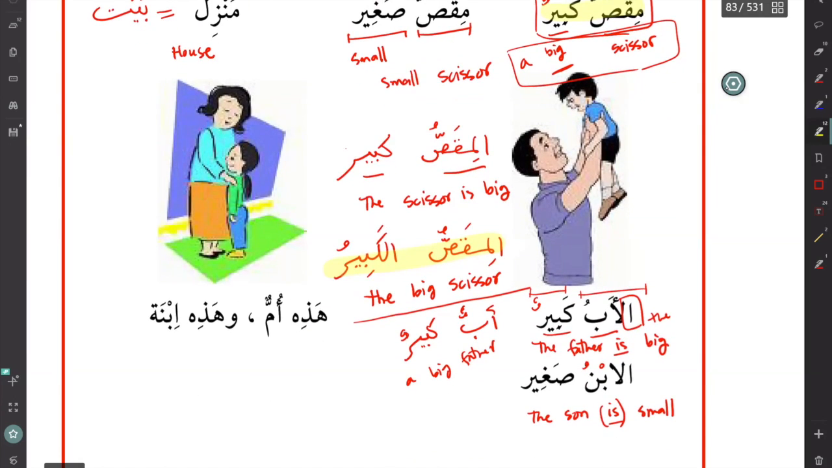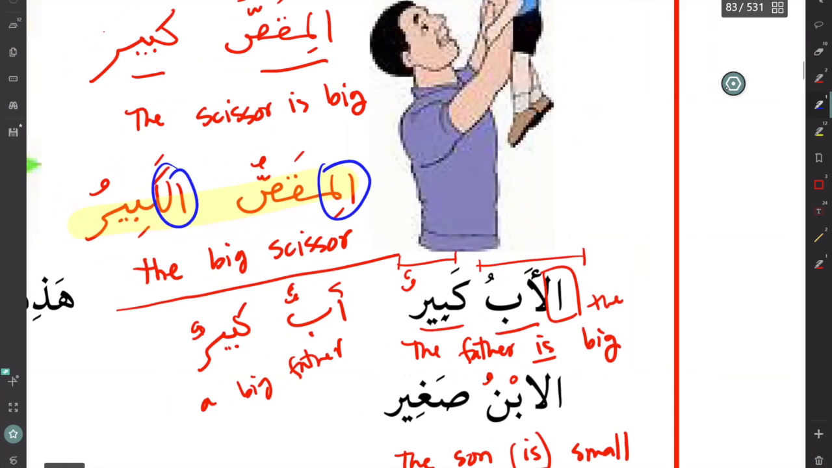Why is it not a sentence? Because look, here's alif lam, here's alif lam. So both of them have alif lam. You understand? And then the other one here is a little bit different. We have al abu al kabir. Okay, so the first one has alif lam, the second one does not have alif lam. Okay, you see the difference?